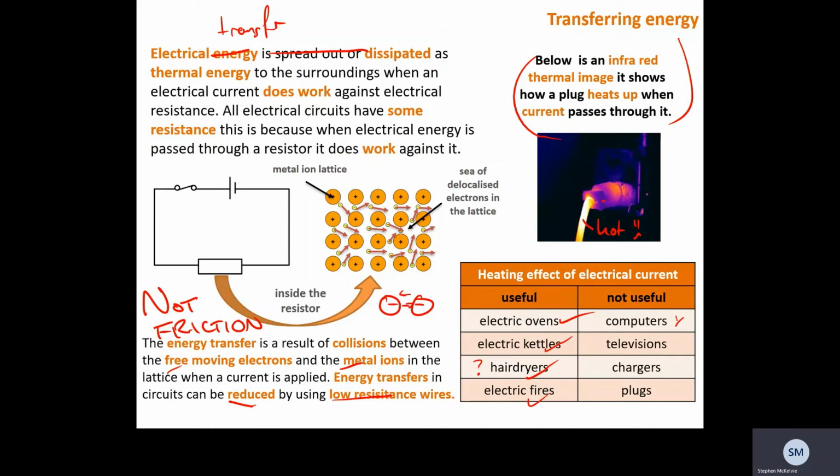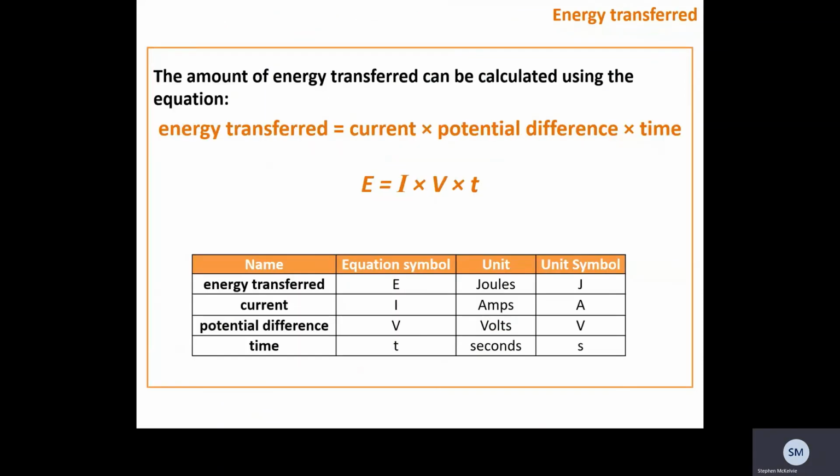We don't want computers, televisions, chargers, and plugs getting hot, so we need to reduce resistance, because when a negative electron collides with the positive ion in the lattice of the wire, it will cause it to oscillate more. As it oscillates more, it will increase the kinetic energy. If it increases the kinetic energy, it will increase the thermal energy, which will also increase the resistance of the component. More resistance means more thermal means bad.